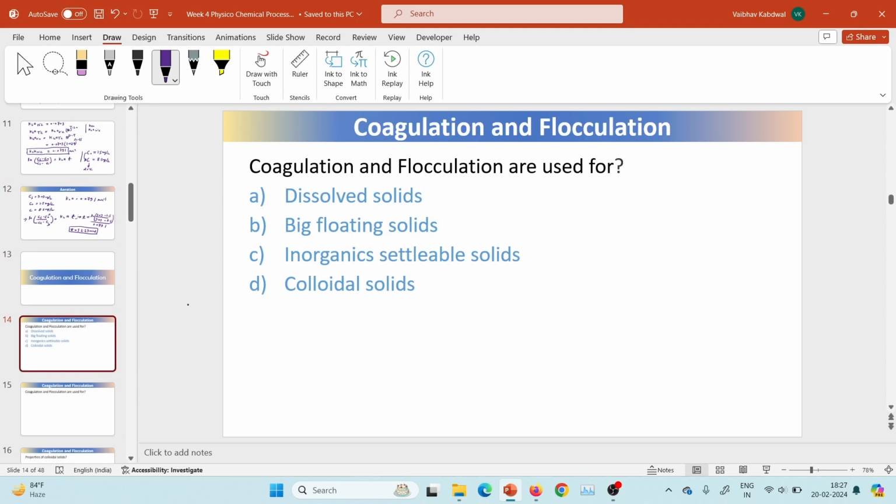So now we will solve some MCQs. Read the question. Coagulation and flocculation are used for dissolved solids? No. Floating solids? No. Inorganic settleable solids? No. Colloidal solids? Yes. Coagulation and flocculation is used for colloidal solids.